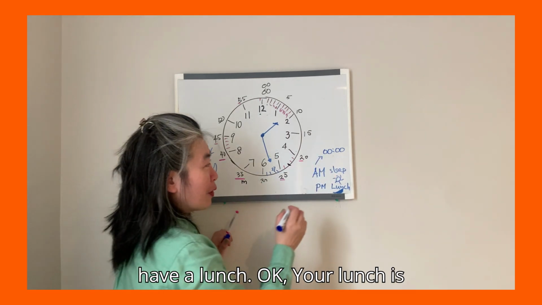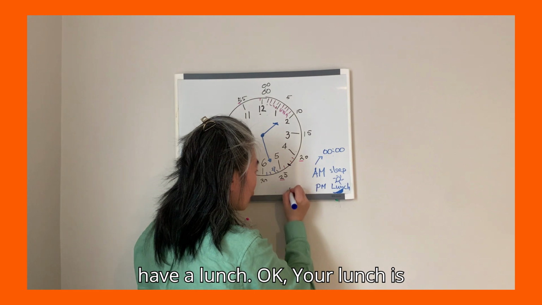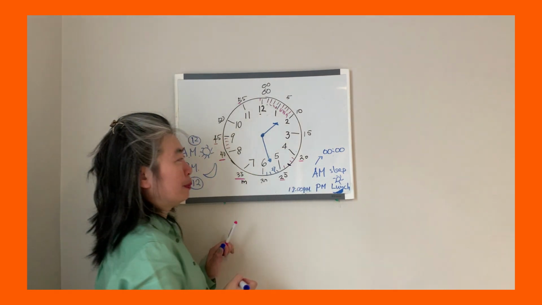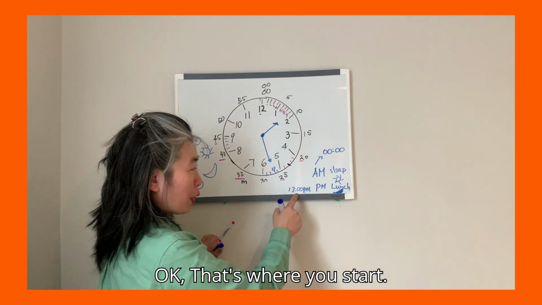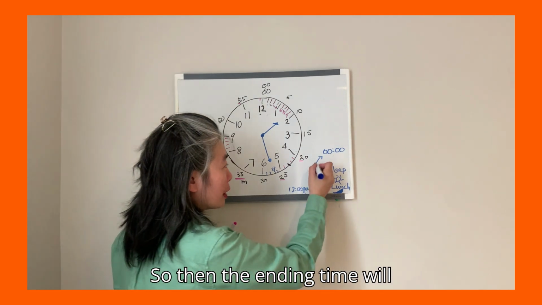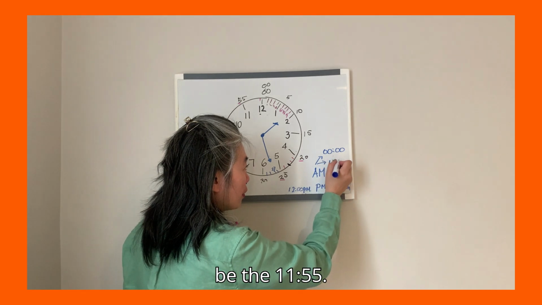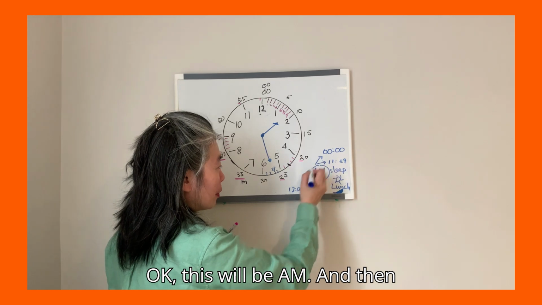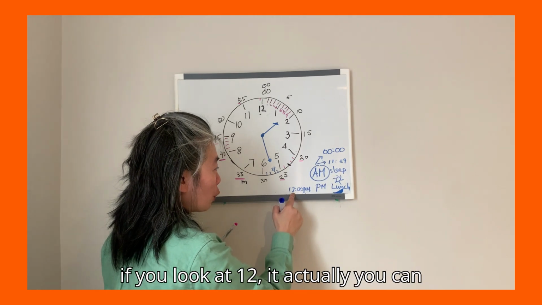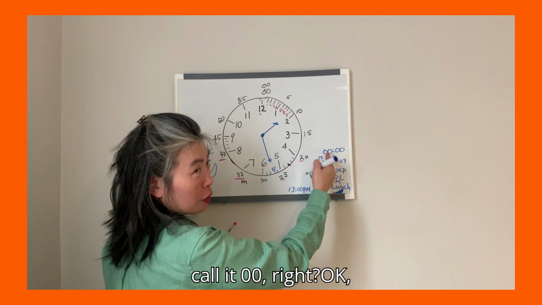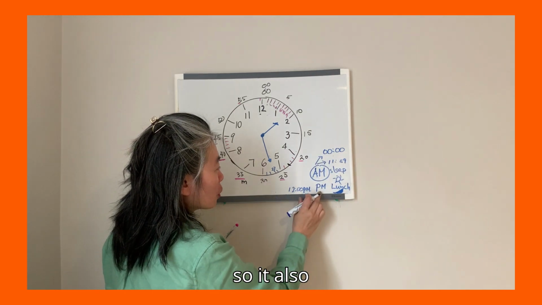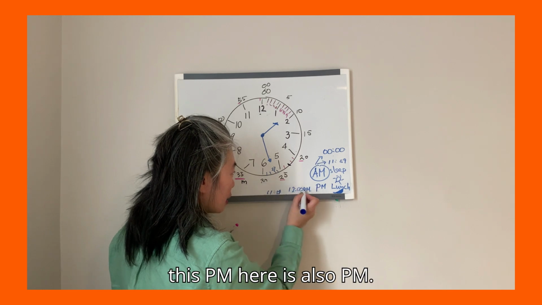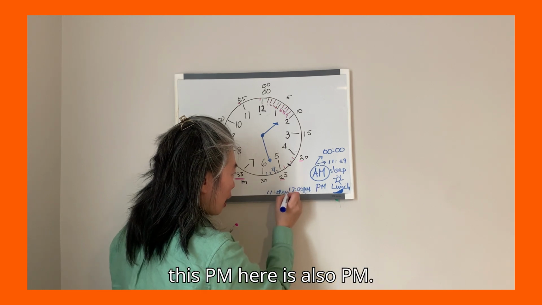Okay, you're going to have lunch. Your lunch is 12 p.m. That's where you start. So the ending time will be 11:55, and this will be a.m. And then if you look at 12, actually you can call it 00, right? So it also ends 11:59. But this PM here is also PM.